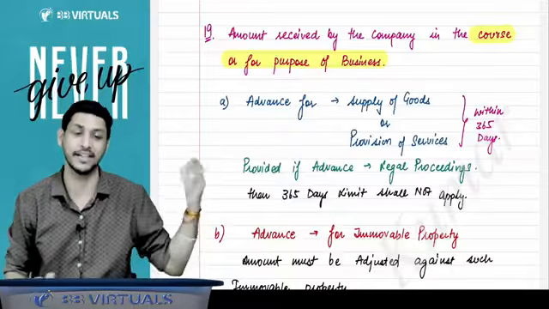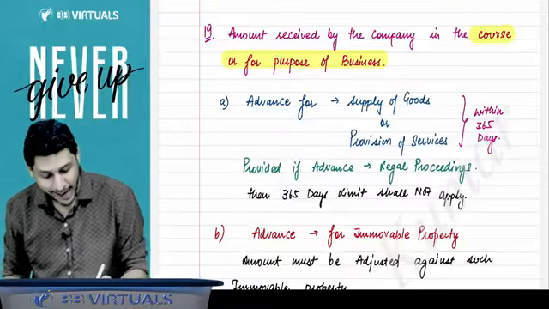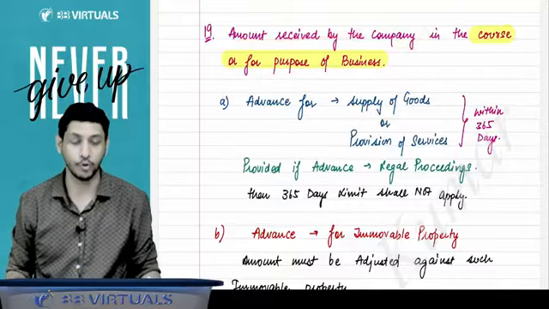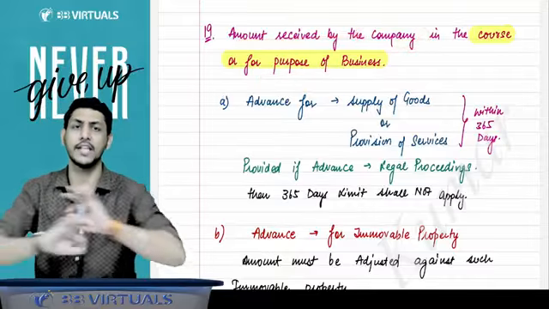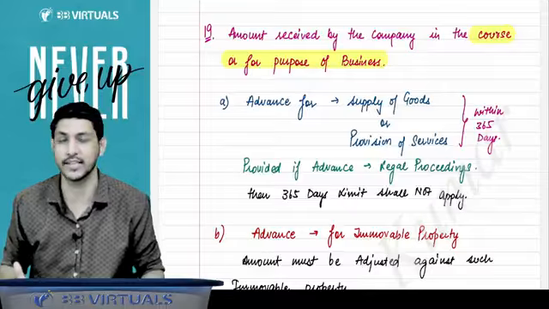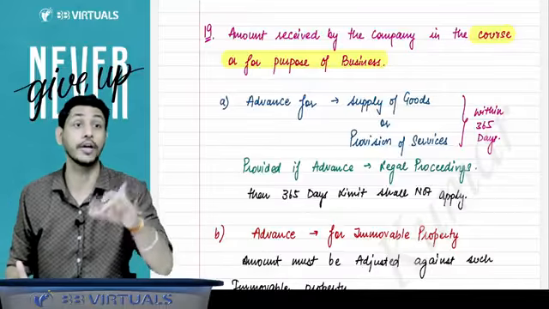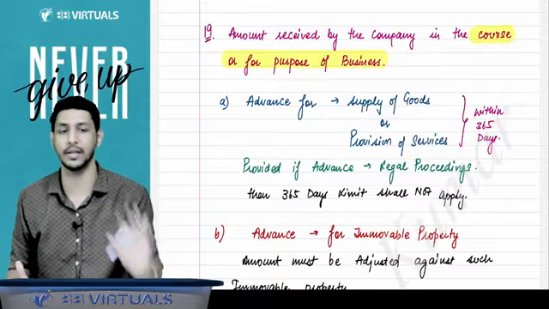And the last point has 6 points in itself. Amount received by a company in the ordinary course of business. If a company receives any amount in the ordinary course of business, that will not be considered a deposit. Although it will look like a deposit, it will not be considered a deposit.